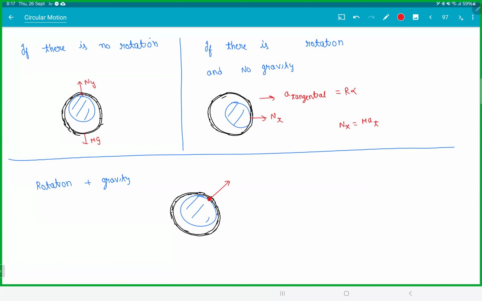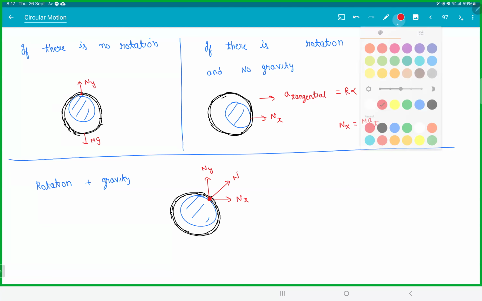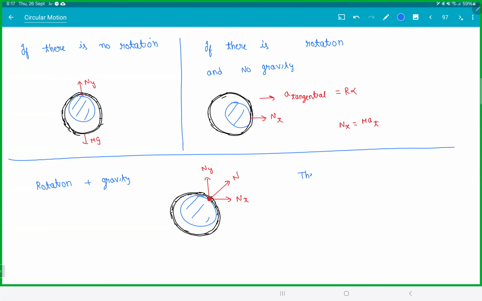So the normal reaction will be like this. There will be one component Nx and there will be one component Ny. So there's one point of contact. And this normal reaction will be the resultant, root over Nx square plus Ny square. Is that making sense, everyone?